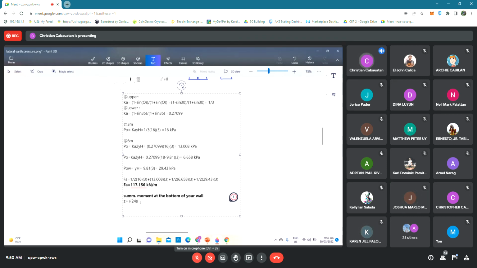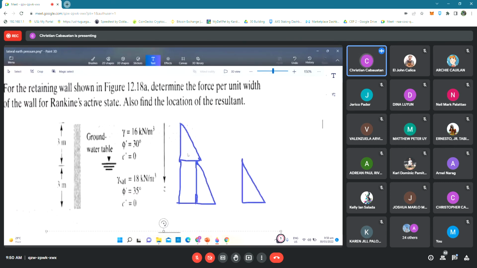Okay. So 24 times your moment arm, which is, ano yung moment arm, di ba? The moment arm from the bottom is h over 3 dito, di ba? Nandito yung FA natin, FA1. The location of the force, no? Kapag sa one layer lang, kapag ito ay triangle, it is just the h over 3 from the bottom. Tama? H over 3?